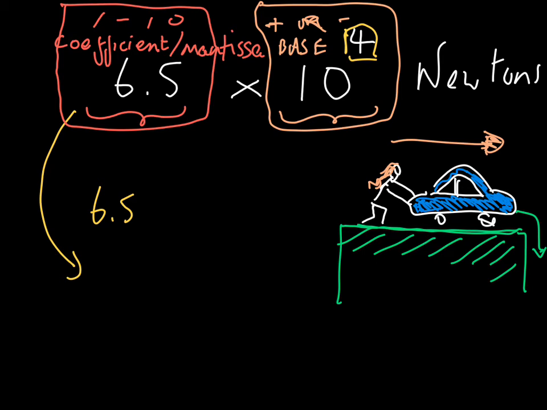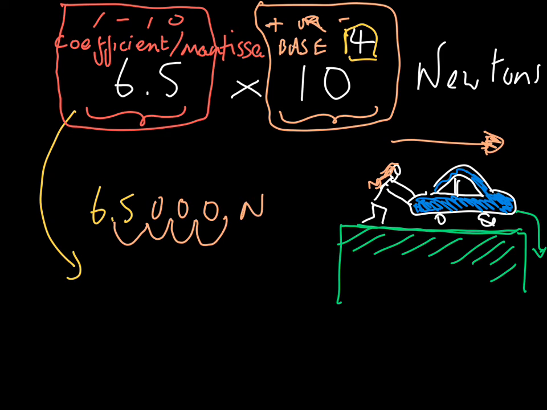So let's have a look at that. 1, 2, 3, 4. Okay, so what do we do in this scenario to get back to usual normal notation? We must fill in zeros at these points where we move the decimal place. So you end up with a figure of 65,000 newtons.